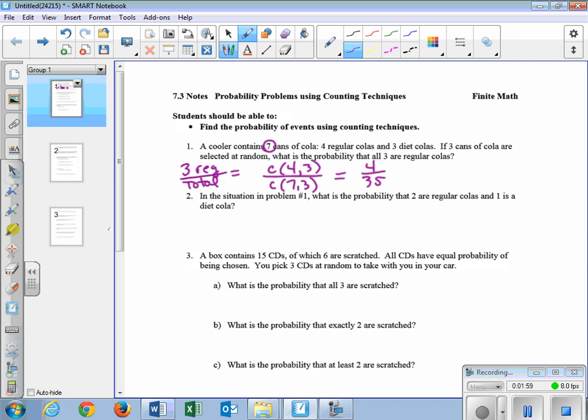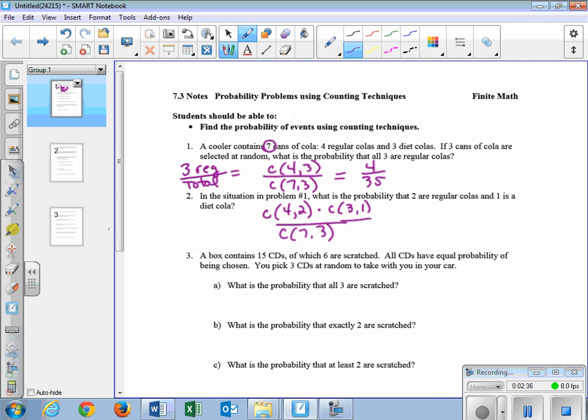Number 2, in the situation in problem number 1, what is the probability that 2 are regular and 1 is diet? So first of all, my total did not change. Still combination 7 choose 3. So the numerator, I need 2 regular colas. Order doesn't matter, it's still combinations. I have 4 regular colas to choose from. I'm picking 2, and means I'm going to multiply. And then I have 1 diet soda. So I have a combination of 3 diets to choose from.